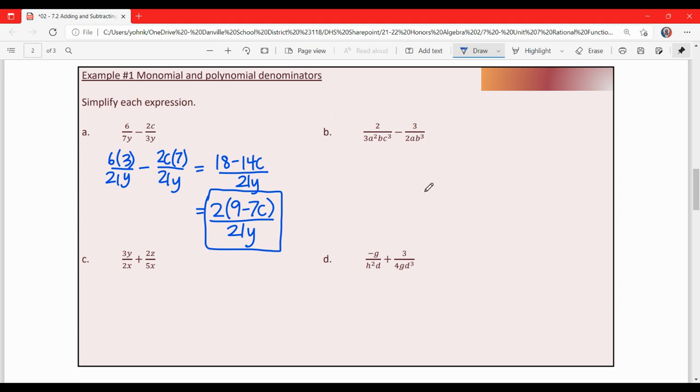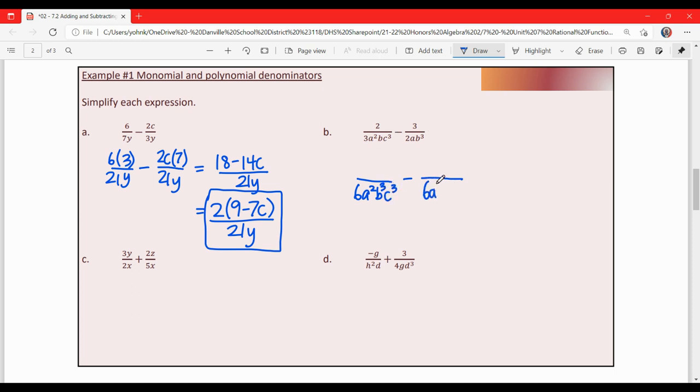All right, if we look at letter B, let's try to figure out what our common denominator is going to be. Let's see, I have a 3 and I have a 2. So between 3 and 2, my common denominator would be 6. I have an a squared and an a, so take the highest exponent. I have a squared. I have a b and a b cubed. Highest exponent's b cubed. And then I have a c cubed and nothing, so c cubed.